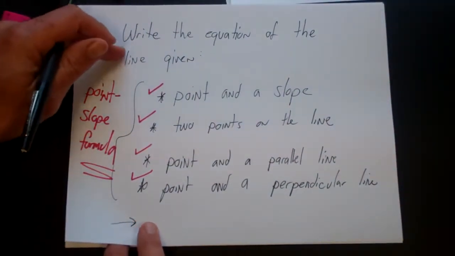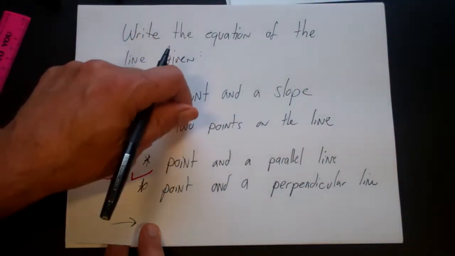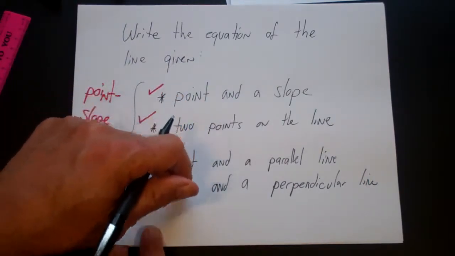Now let's look at a problem. Remember, we had a series of problems. It was write the equation of a line given either a point and slope, 2 points on a line, a point and a parallel line, or a point and a perpendicular line. For all of these we use the point-slope formula. So let's look at a particular problem.